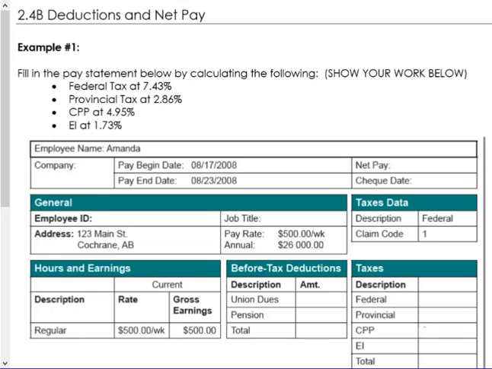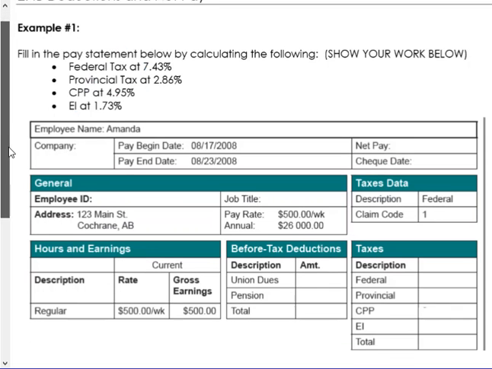Hey there, here's our notes for 2.4b, deductions and net pay. So we're going to be carrying on from what we were doing last lesson, 2.4a, on calculating deductions and net pay, but this time we're going to actually put them into a pay statement, as if you are an employer. So we're going to fill in the pay statement below by calculating federal tax, provincial tax, CPP, and EI.